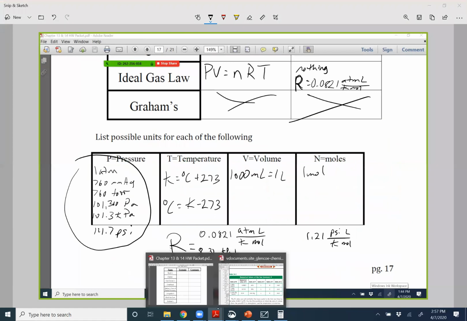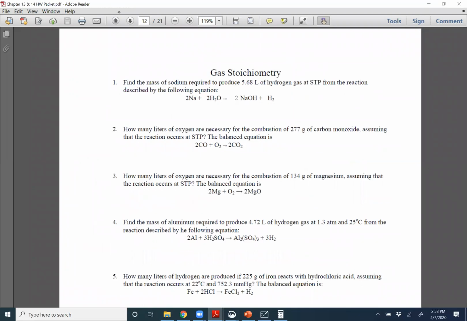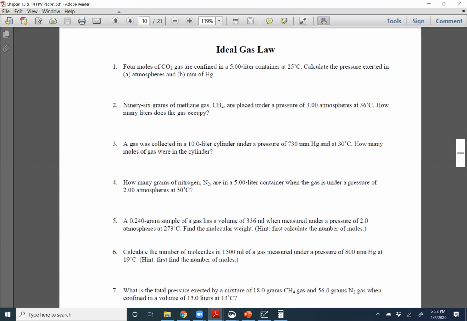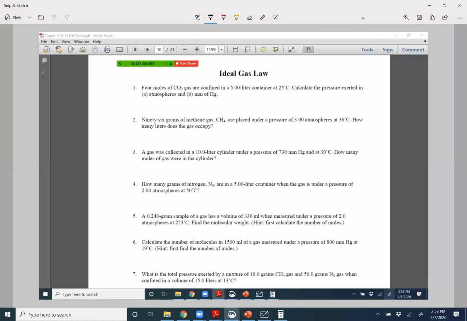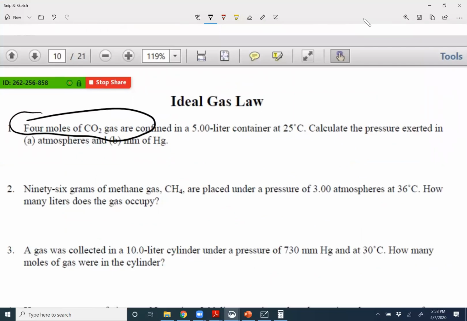So taking a look at your work, page 10 has the first ideal gas law problems. So again, the secret to all these problems is making a list of everything. Even though this problem says ideal gas law on it, let's just make sure we know how to tell that. So it says 4 moles of the gas, 5 liters in a 25-degree container, and it says calculate the pressure. And it wants it in atmospheres, and it wants it in mmHg.